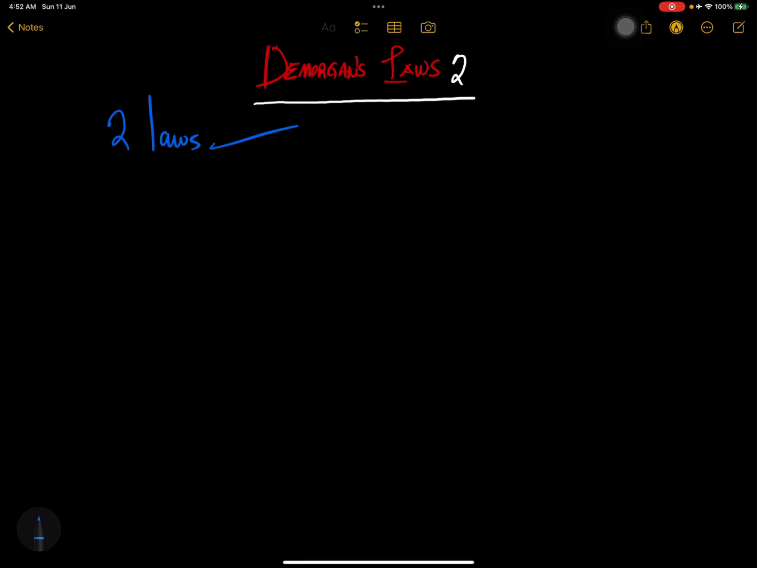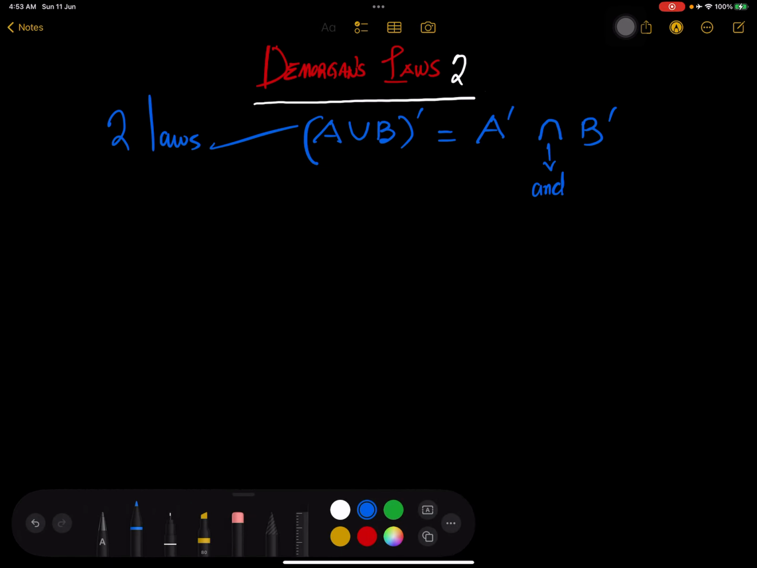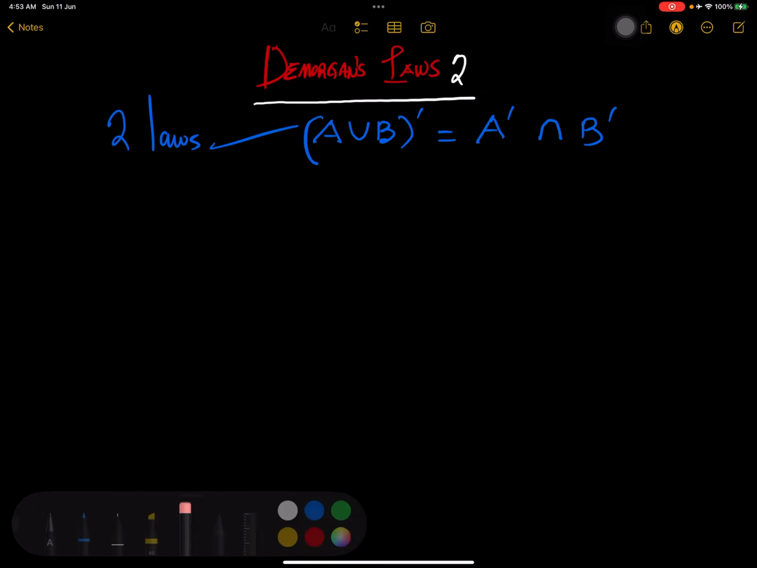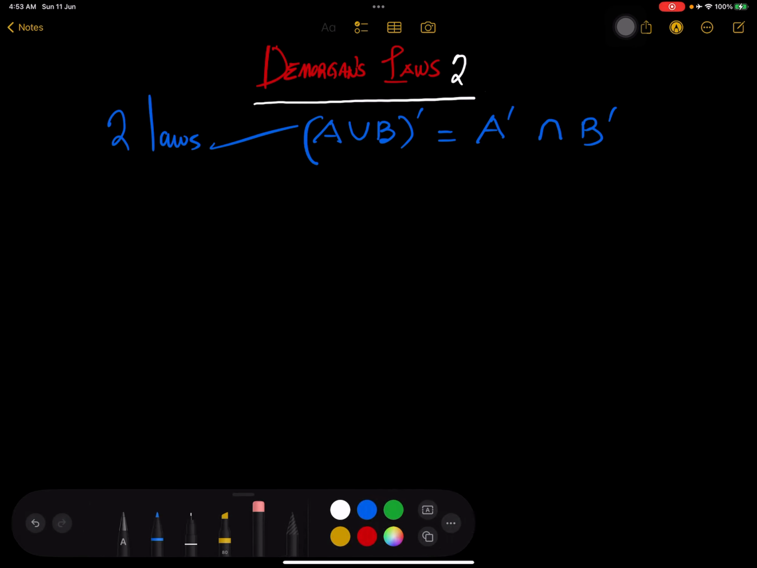We said that if you have A union B, and you take the complement of the entire A union B, the result is going to be A complement, the complement of A, and, or intersection, B complement. I normally pronounce it this way so that I can remember it if I have to apply it to something. So we said that the first law says that if you have A union B, all complement, it gives you A complement and B complement, or A complement intersection B complement.